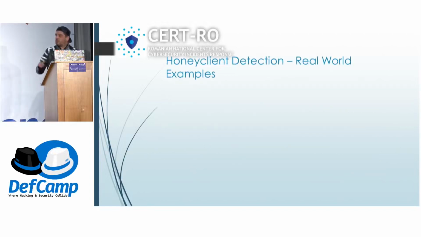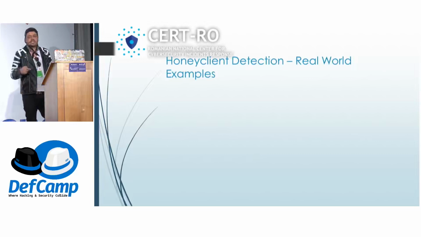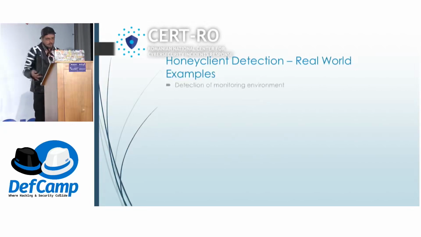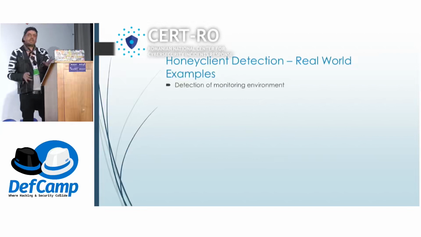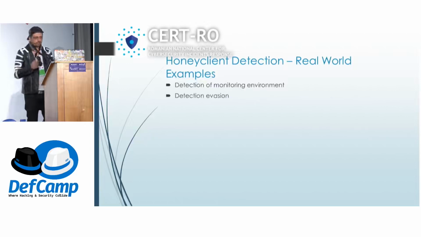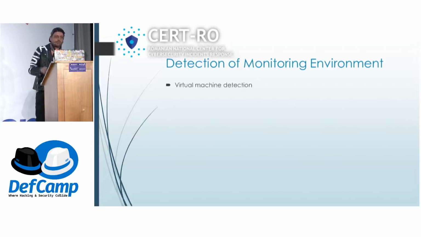We have found some examples of JavaScript code aimed at detecting if the code is analyzed in a sandbox or in a virtual machine. Basically, there are two types of verifying if you're in an analyzing environment. First, you detect the monitoring environment, either by, I don't know, a MAC address or certain files or other signs. Secondly, there is detection evasion. I will start with detection of the monitoring environment.